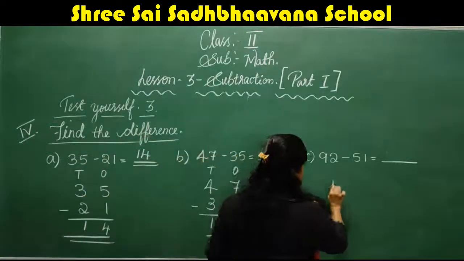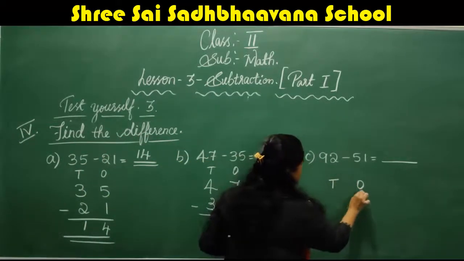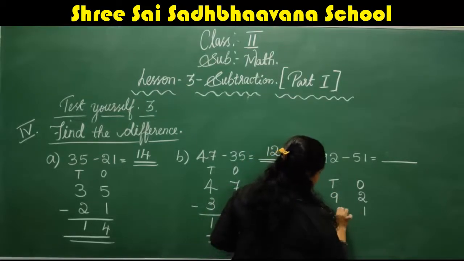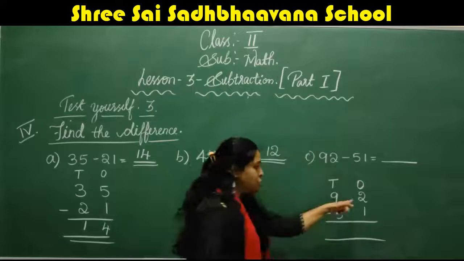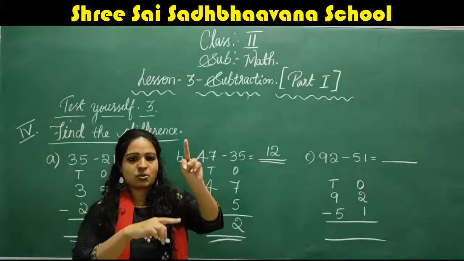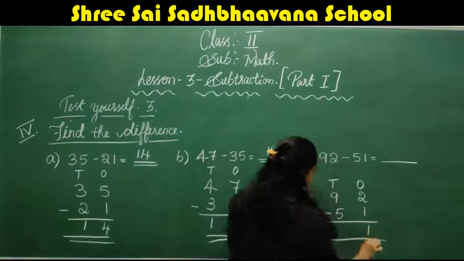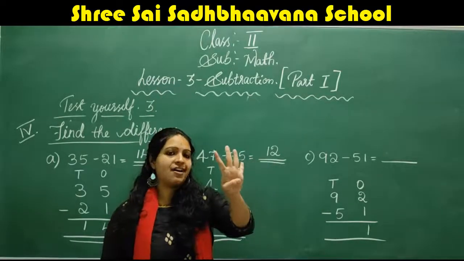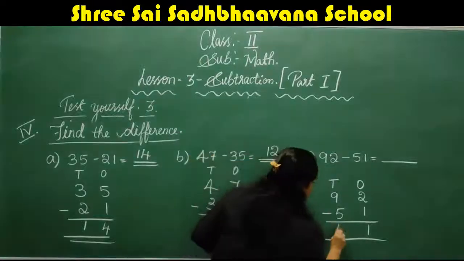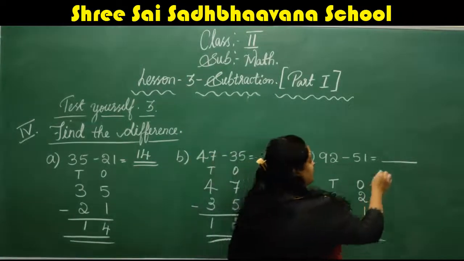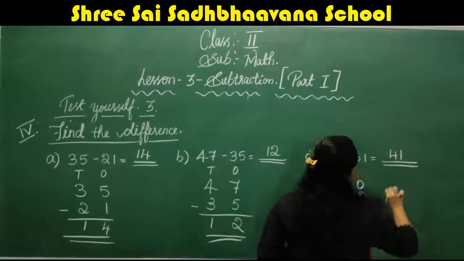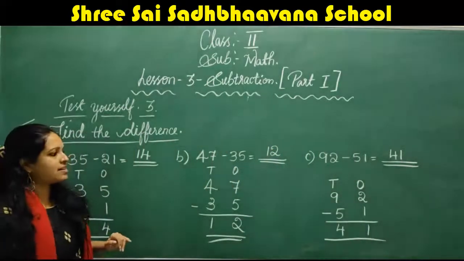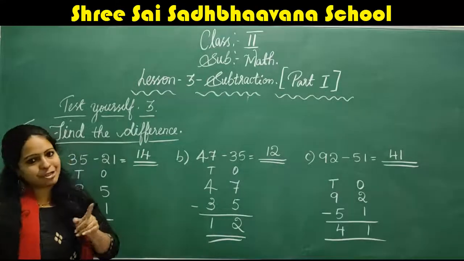Let me write the place value first. 92. 2 comes here, 9 comes here. Minus 51. Now let us minus. 2 minus 1 is 1. 9 minus 5, let us see, 1, 2, 3, 4, 5. How much is remaining? 4. So what's the answer you got here? 41. Have you understood, children, how to subtract? I hope you have understood. Remaining sums you have to do yourself.